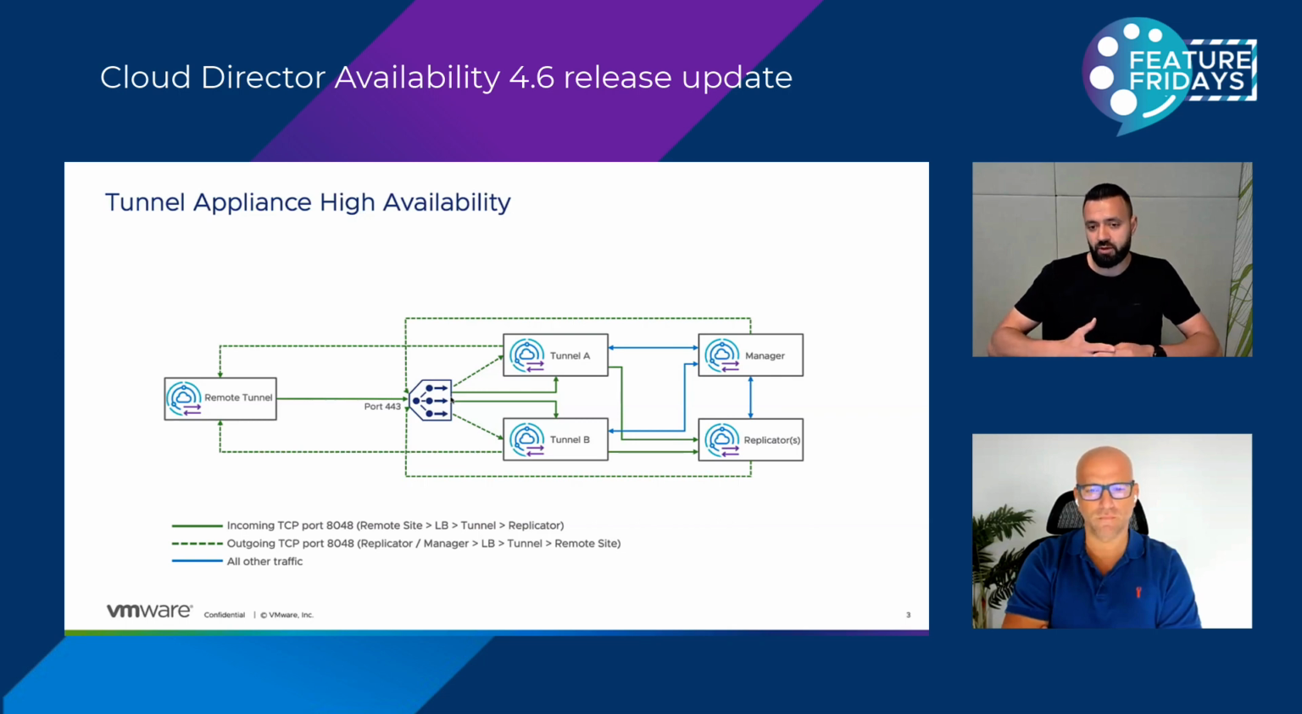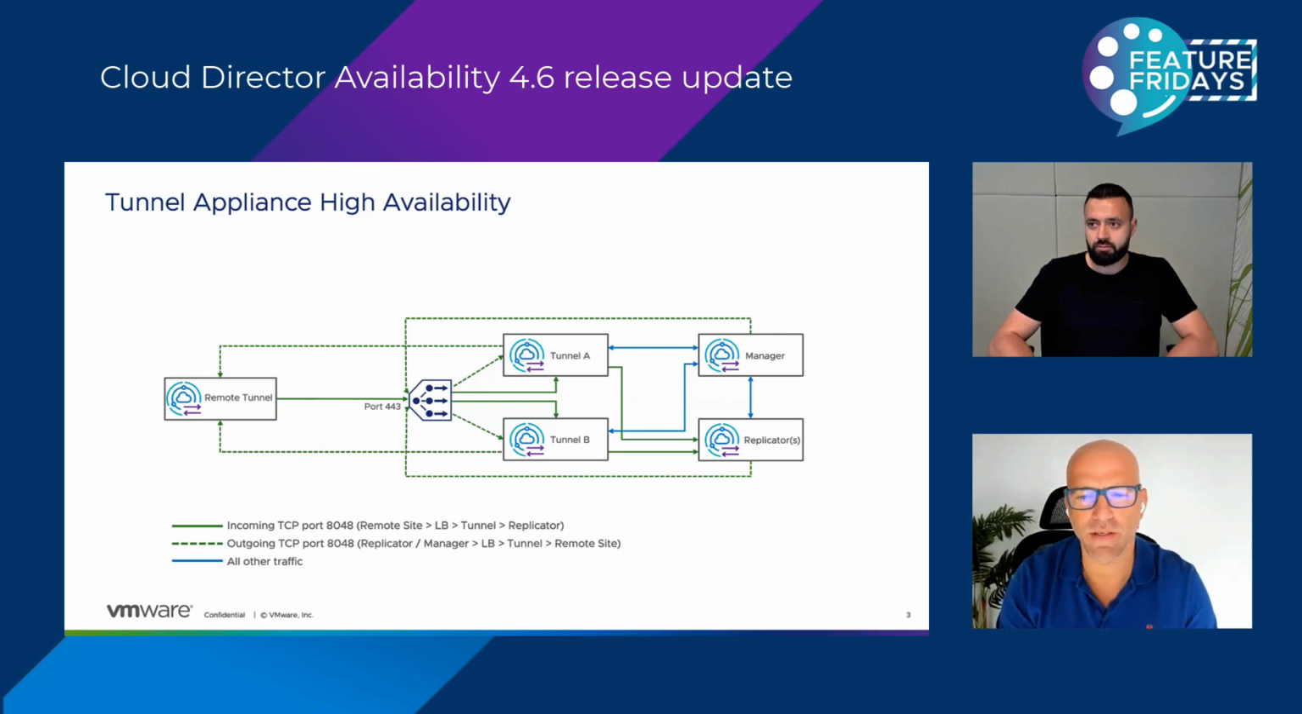And also, if one of the tunnels is down, it will be ignored and it will be sent only to the other. So again, the outgoing traffic goes from the replicators and the manager to the load balancer, then to the tunnels. And from each of the tunnels, it goes out of this cloud to the remote cloud and the remote tunnel, no matter if it is behind the balancer.